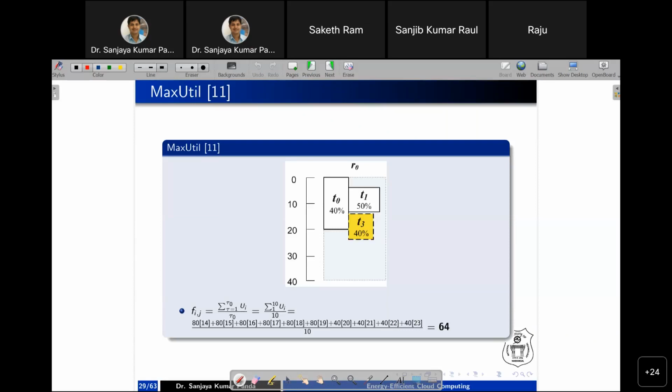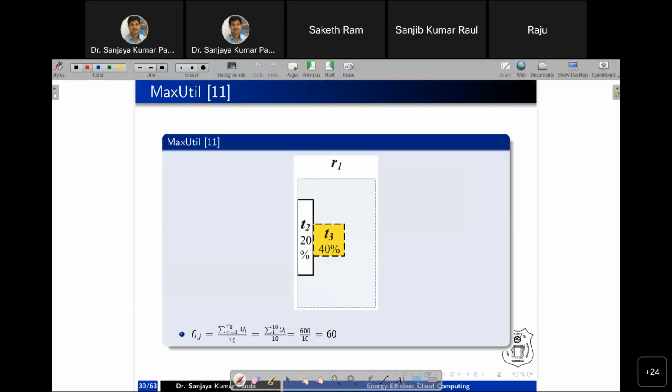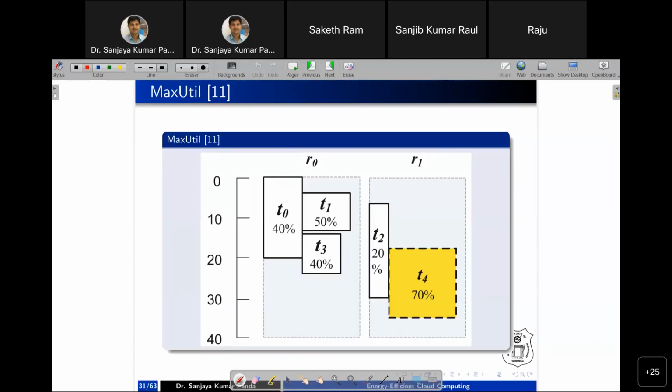Here you can see this calculation. In the T3 case, if you calculate in resource R0, it is coming 64. And if you calculate in the R1 case, you are getting 60. After calculating this, you can decide which one is giving you more utilization, and based upon that you are going to assign. Obviously, T3 is getting more utilization in R0, so we have assigned it. Now task T4 can easily be accommodated in resource R1. If you follow the ECTC algorithm, you need three resources, R0, R1 and R2. But when you go for the max util algorithm, you require only two resources, R0 and R1. That is the advantage of the max util algorithm over the ECTC algorithm.